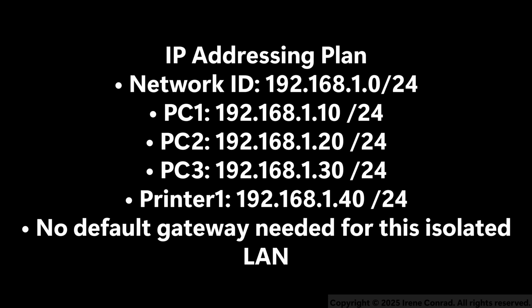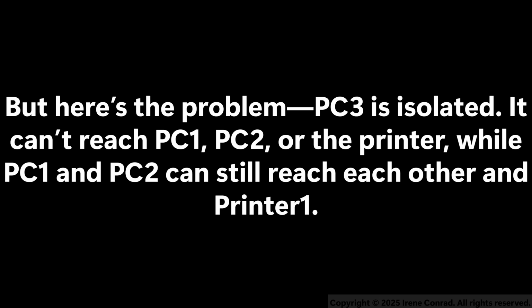PC1 at 192.168.1.10, PC2 at 192.168.1.20, PC3 at 192.168.1.30, and printer 1 at 192.168.1.40, all in the /24 subnet. But here's the problem. PC3 is isolated. It can't reach PC1, PC2, or the printer, while PC1 and PC2 can still reach each other and printer 1.